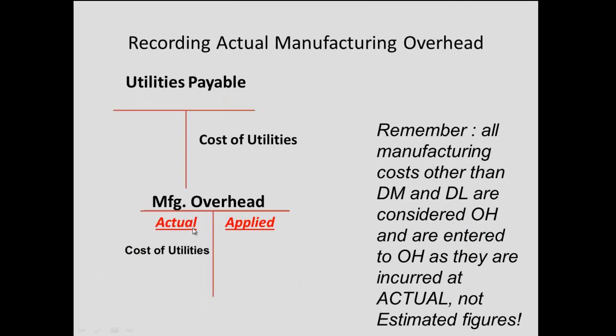Okay, so actual is going to be on the left, and the applied amount, our estimate amount, is going to be on the right. At the very end, we're going to look and see what the difference is, and we're going to have to make a journal entry to make those two zero out so that there's no difference between the estimated or applied amount and what the actual amount is.